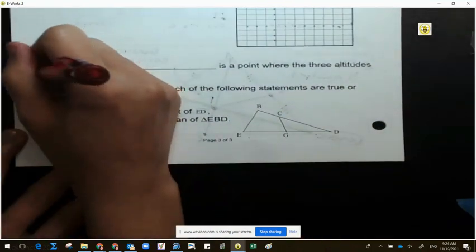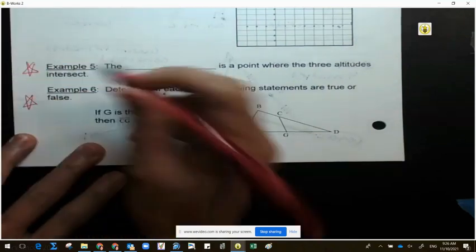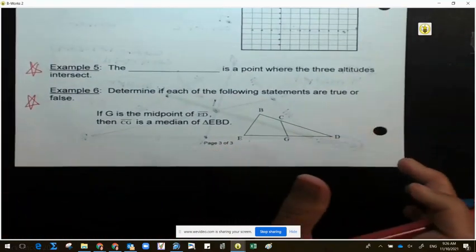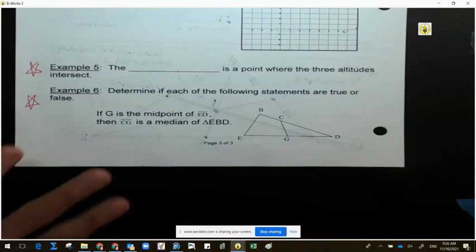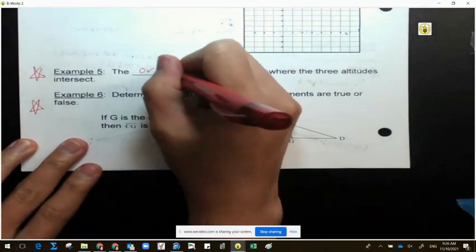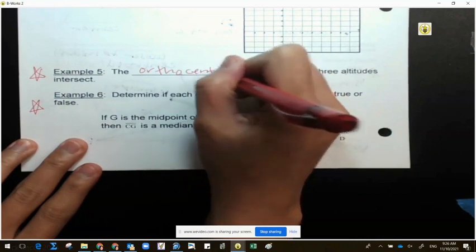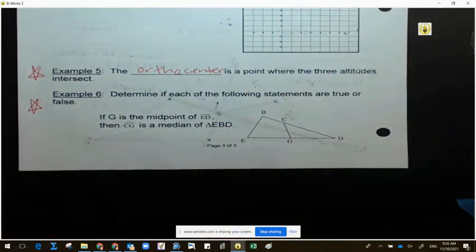Okay, on example number 5, we know our fill in the blanks. True or false always happens on our assessments. So blank is a point where 3 altitudes intersect. Orthocenter. And that was a definition defined on the front of the page.